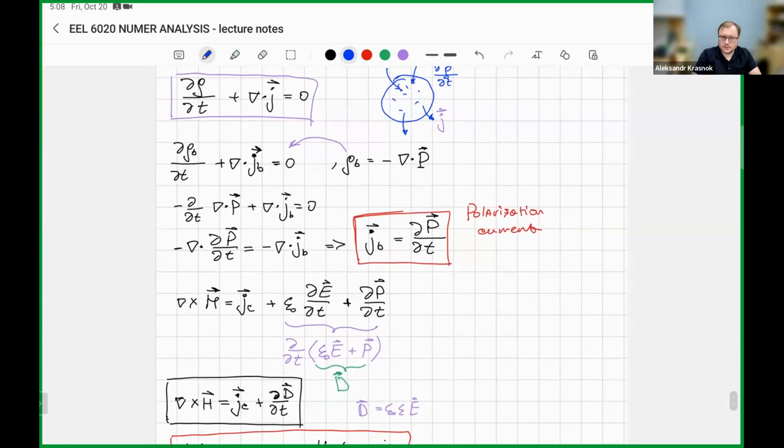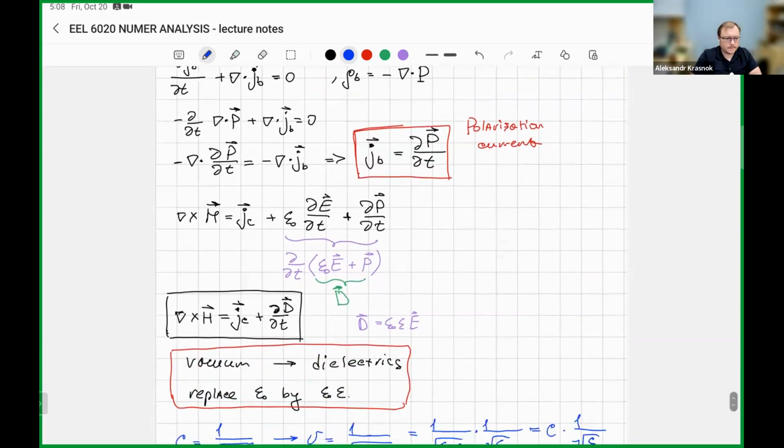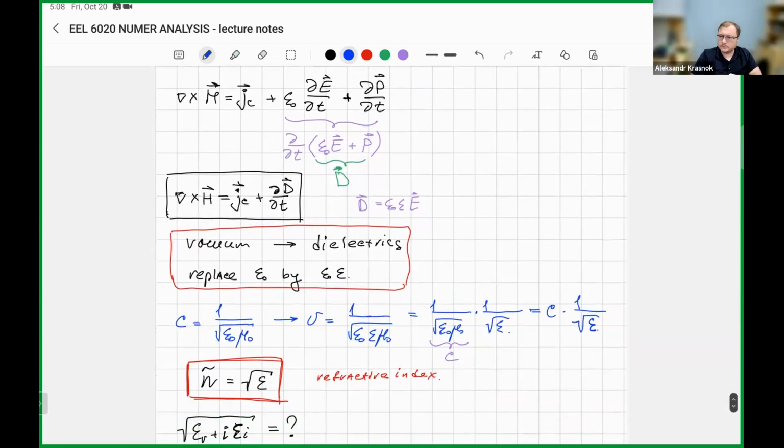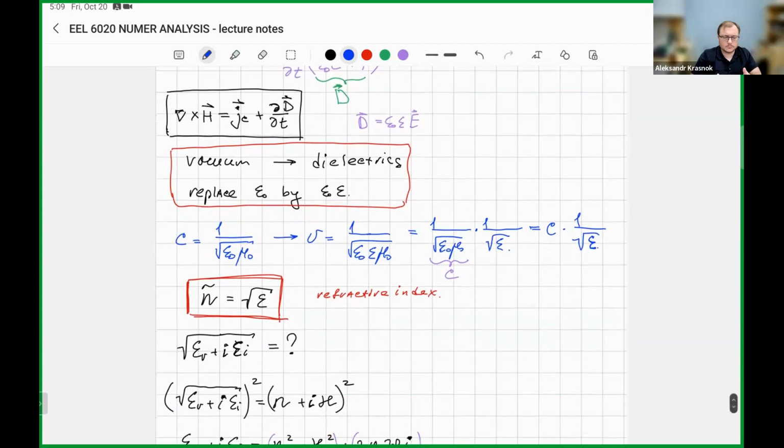If you have bound charges, we can introduce the polarization current through the time derivative of polarization. And this polarization current is also added to the Maxwell equation for the curl of the magnetic field. So this current of bound charges creates the curl of the magnetic field, as well as any type of current, including free currents.